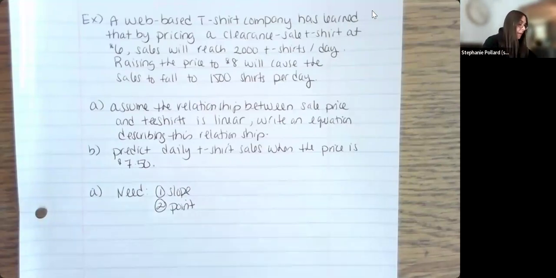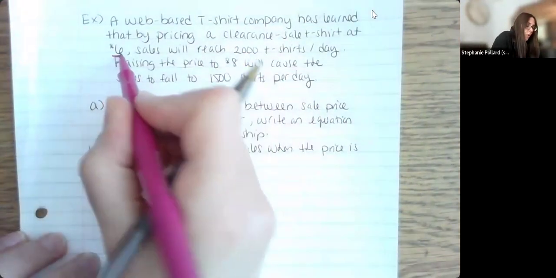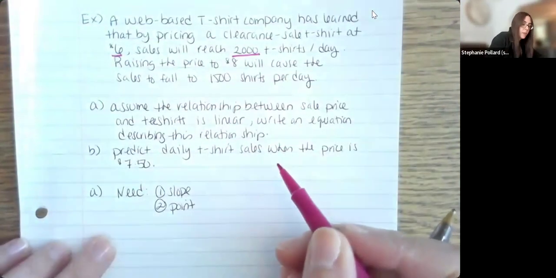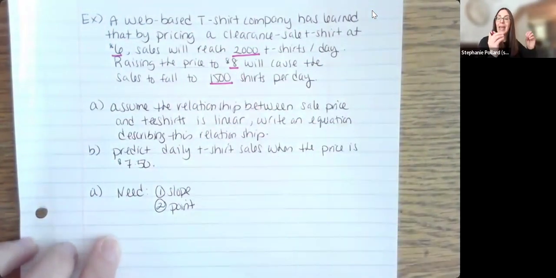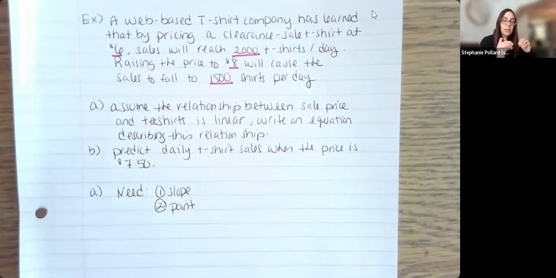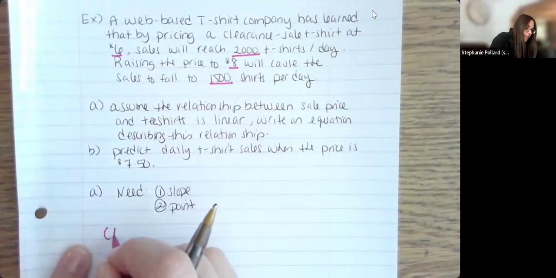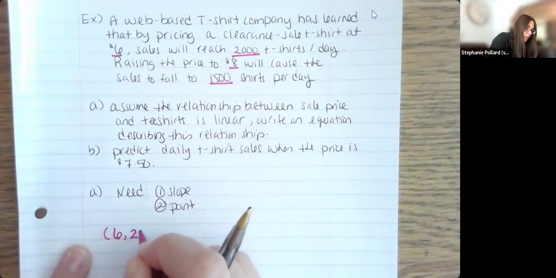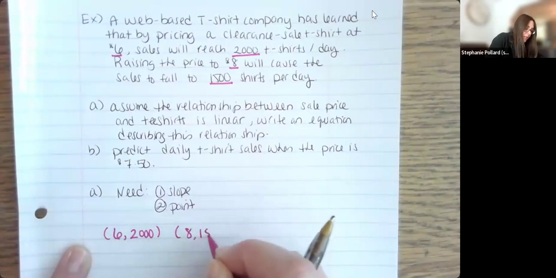So if I read through again, I see this pairing here of $6 going with 2,000 shirts per day, whereas $8 matches with 1,500 shirts per day. These are paired, right? So actually, these are my points. My first point is that when the price is $6, I sell 2,000 shirts. And the second is when the price is $8, I sell 1,500 shirts.